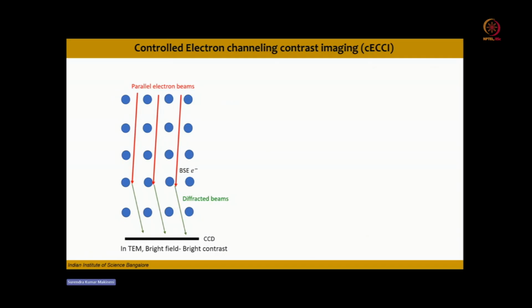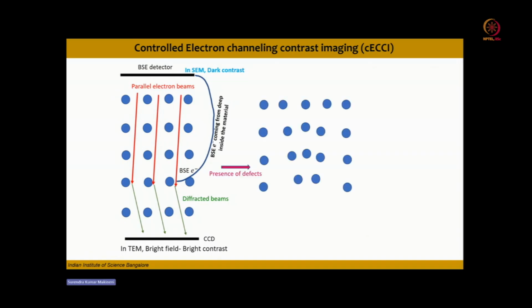Now, if you have a thicker sample, what will happen? These parallel electrons get backscattered. Okay, so they get backscattered, and then these backscattered electrons will be detected by the BSE detector, and you will see a dark contrast. Okay, so these backscattered electrons coming from deep inside the material are carrying the information.